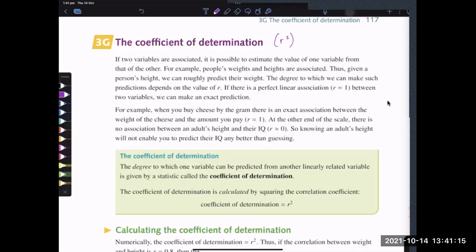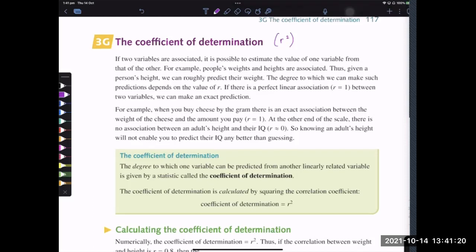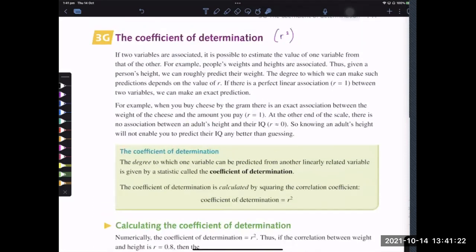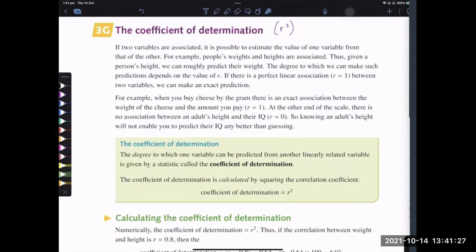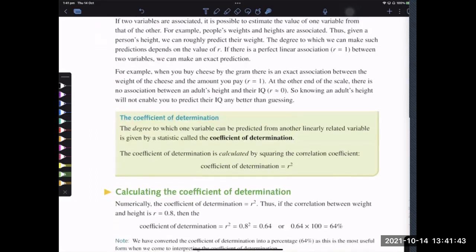So we just put it into the calculator, we square the number, and that gives us our value. Now, this allows us to analyze the two variables in closer detail. It gives us a bit more information about it, okay? So it says here, it's the degree to which one variable can be predicted from the other variable. So that's determination. So how much of this determines the other, right?